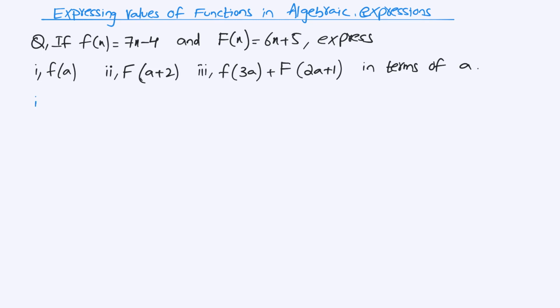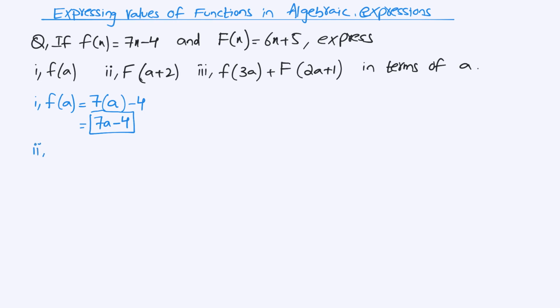So in the first part, for this question you are being asked to calculate f of a, which means you have to use function f of x. F of x is 7x minus 4, and in place of x you will insert a, and the output would be 7a minus 4. That is your expression when you insert a into the small function f.